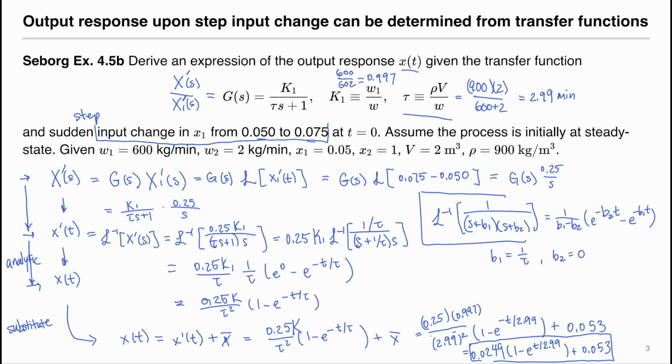So in this video, we went over an example of how we can use transfer functions to determine output response upon the step input change. And we made it more practical by putting in numbers, substituting them into the equation we solved for analytically.